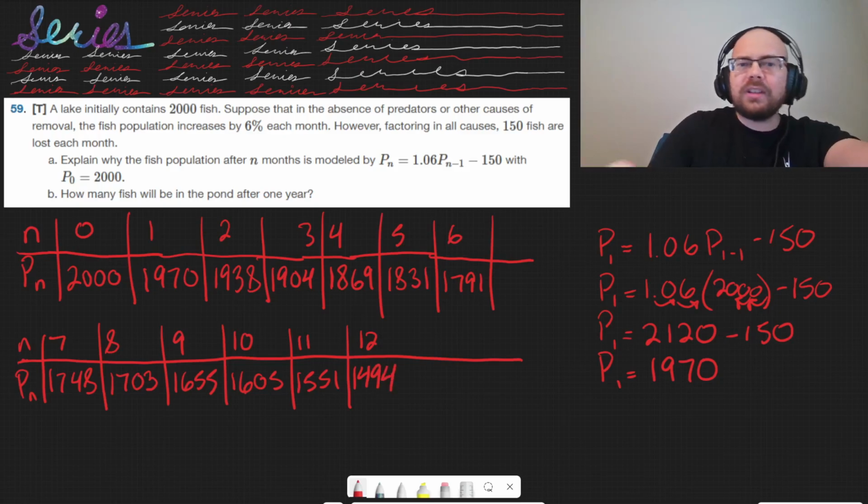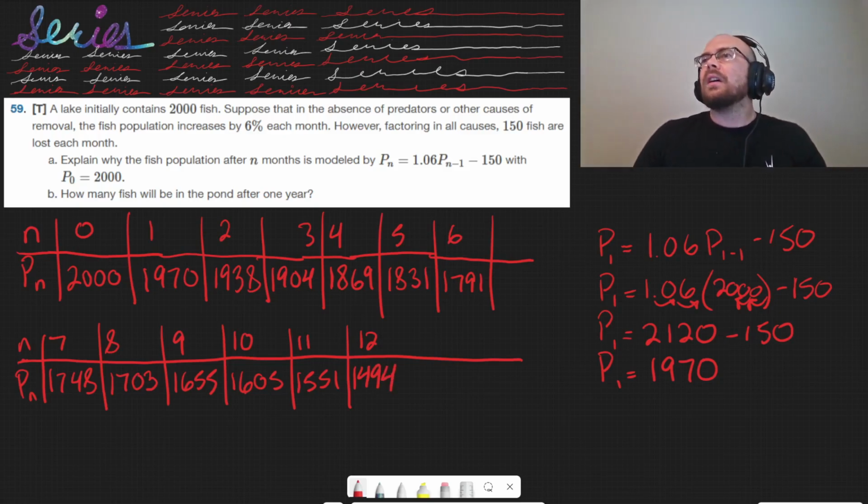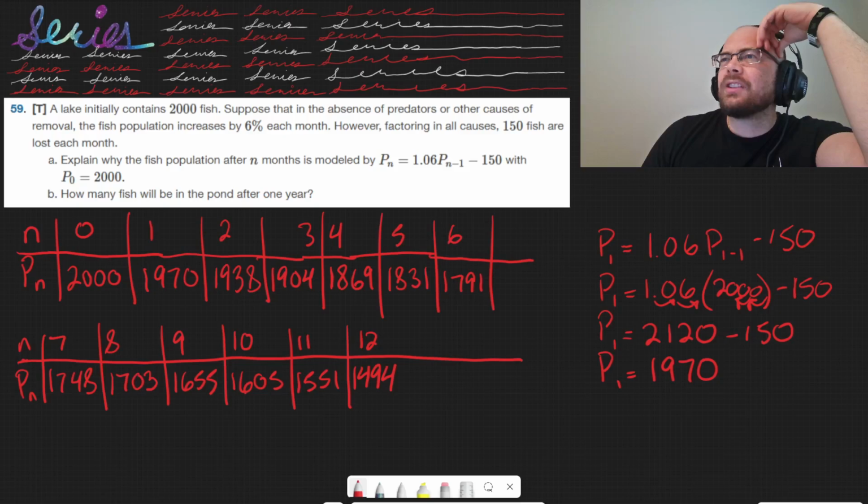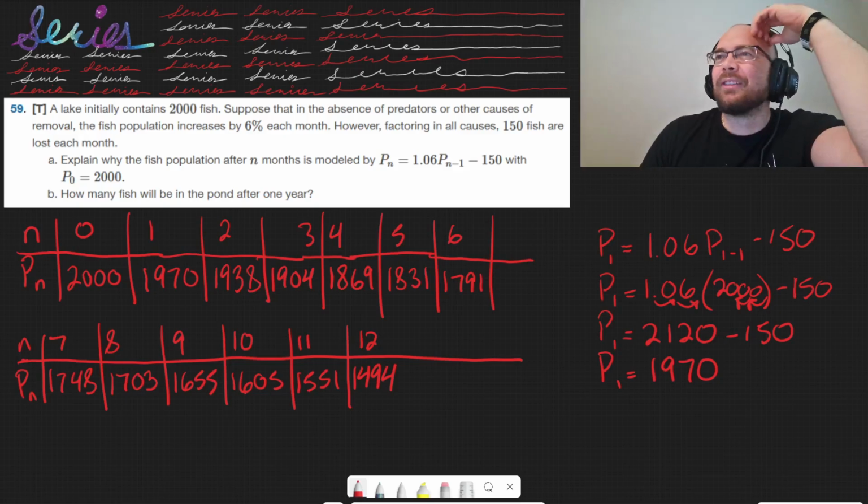1494. I'm actually curious to see what they have. I really am. So I'm going to pull up the answer here and see what they ended up getting. So 59. Without losses, population would obey, blah, blah, blah. Their answer explanation for part A is really dumb, actually. Their answer says without losses, the population would obey P sub n equals 1.06 P sub n minus 1. The subtraction of 150 accounts for fish losses. That's it. That's all they say for the answer.